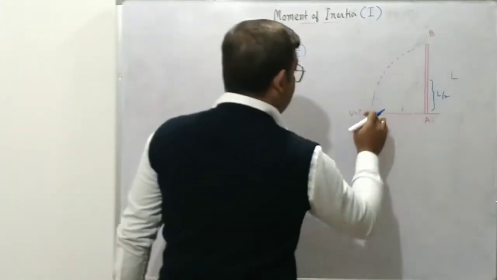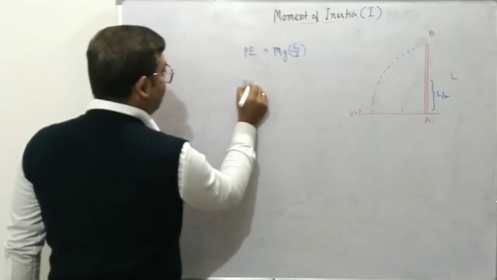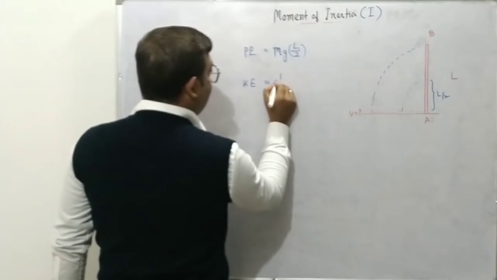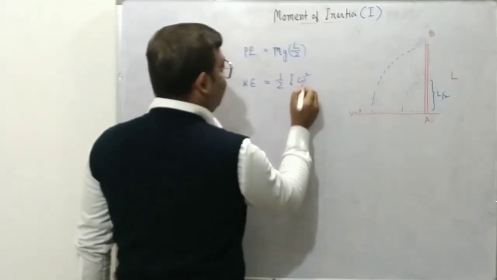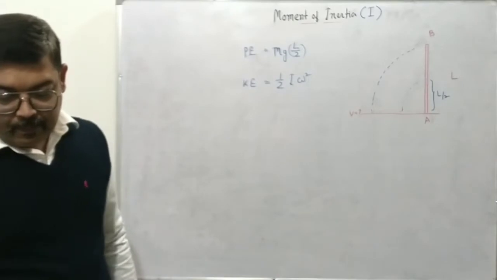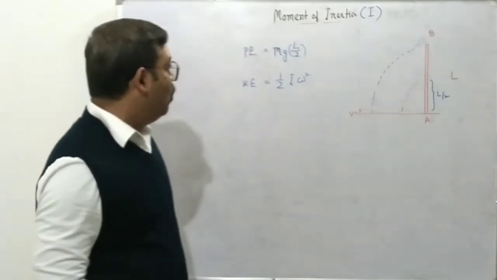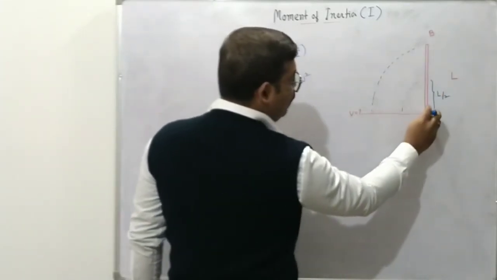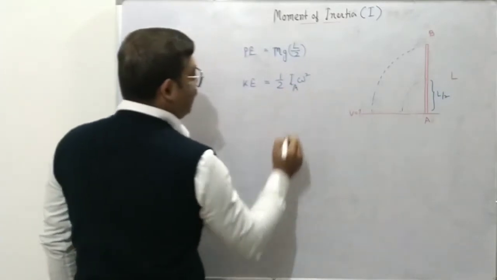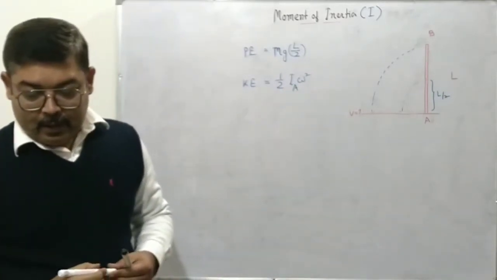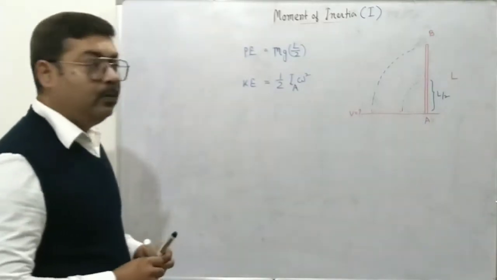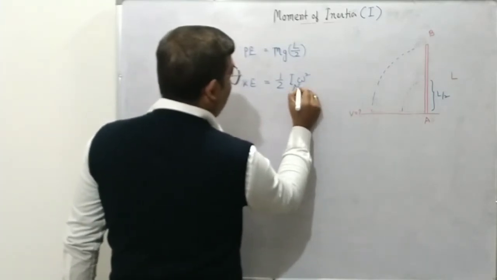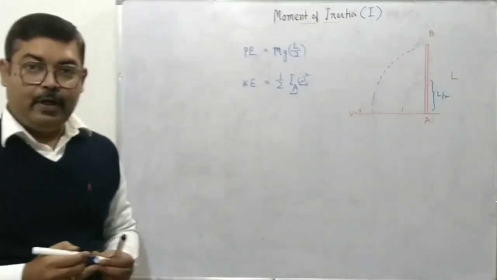Now when B reaches here, what is that? Gain in kinetic energy. Since it's a rotational motion, it will be given by half I omega squared, right? Where I, the moment of inertia of this rod, will be about the point of rotation. The axis of rotation will be here, so it will be about point A. Alright, now we come to a place where we need to find the angular velocity and the moment of inertia.